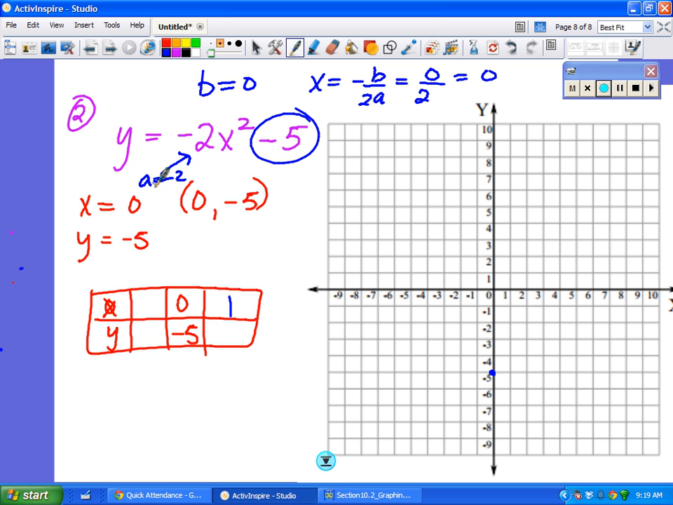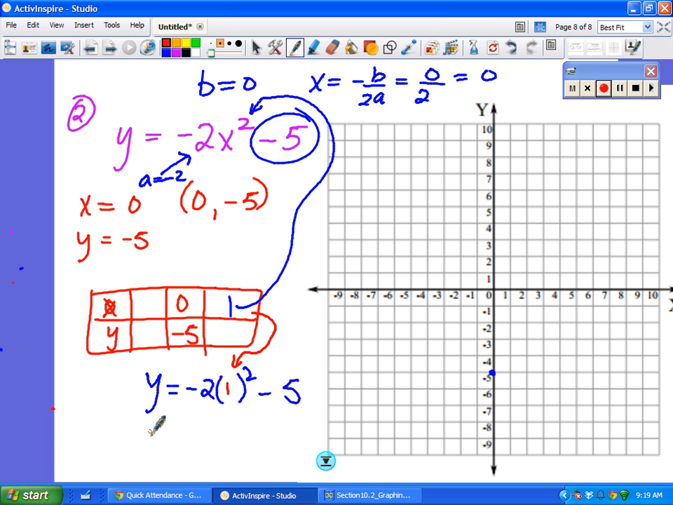And now we just have to figure out a point to the left or right. So this time I'm going to pick 1 to the right of 0. If you plug in 1, this is the most work you're doing here. If you plug this 1 into here and do the math, what do we get? Negative 7. Look, plug in 1 here.